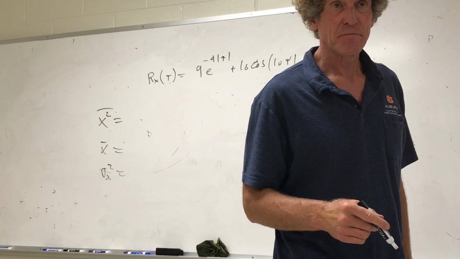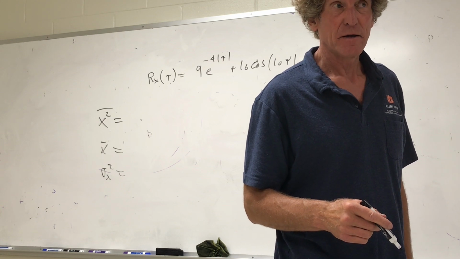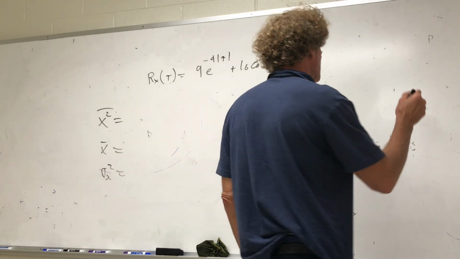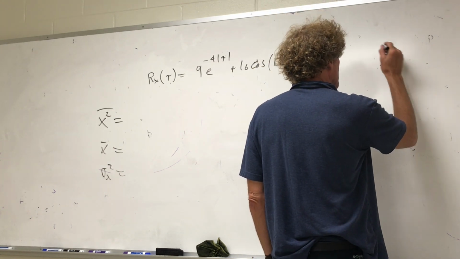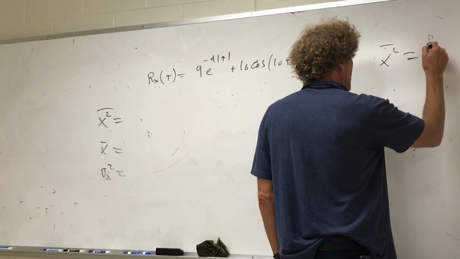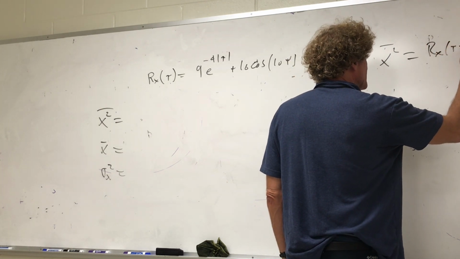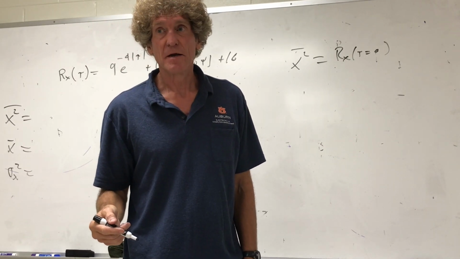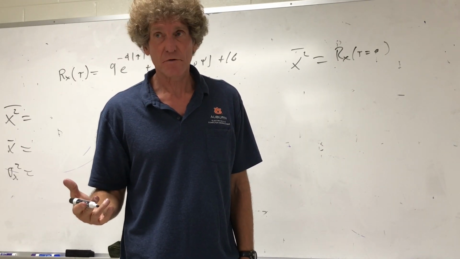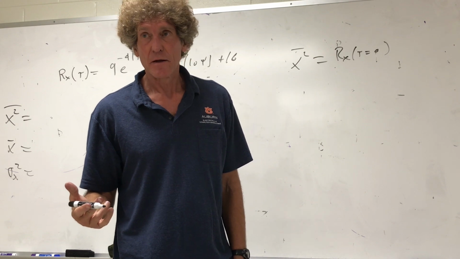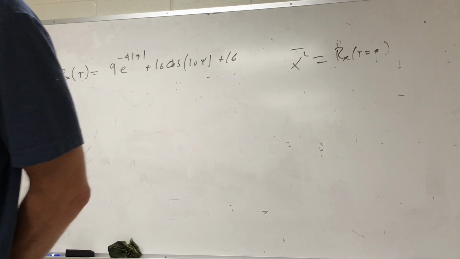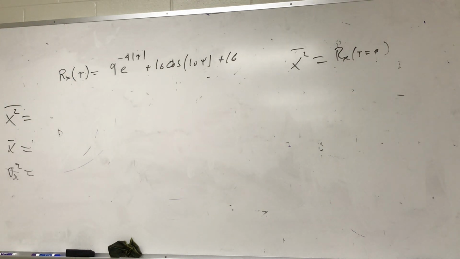Does anybody know? How about Keenan? We'll call on him for once. How do you get the mean squared value? It's Rx of tau equals 0, isn't it? Yeah. Has to be for a legitimate autocorrelation function. You agree with that? Which question was this, by the way? It's the one I posted, exercise 3-1. I'm sorry that didn't go up earlier. That's on me.